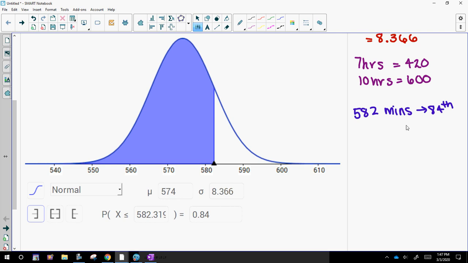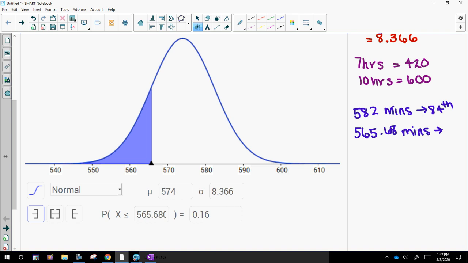The other one we want to find is the 16th percentile. So I'm going to change this to 0.16, and this tells me that the minutes for the 16th percentile is 565.68 minutes. So that gives me my 16th percentile.